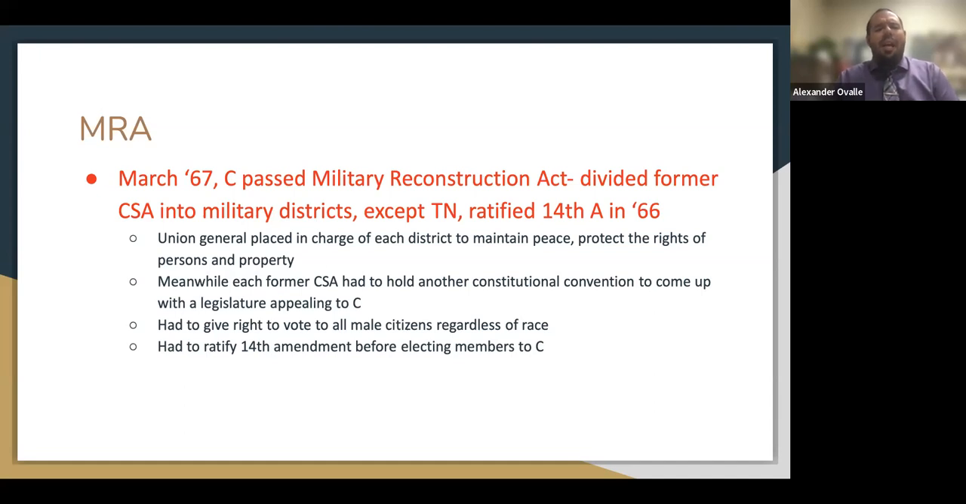My bad. Anyways, Union generals will be placed in charge of each district to maintain peace and protect the rights of persons and property. Meanwhile, each former Confederate state had to hold another constitutional convention to come up with a constitution appealing to Congress. They had to give the right to vote to all male citizens, regardless of race, and they had to ratify the 14th Amendment before electing members to Congress. Again, all these stepping stones were trying to eliminate the past so it doesn't repeat.